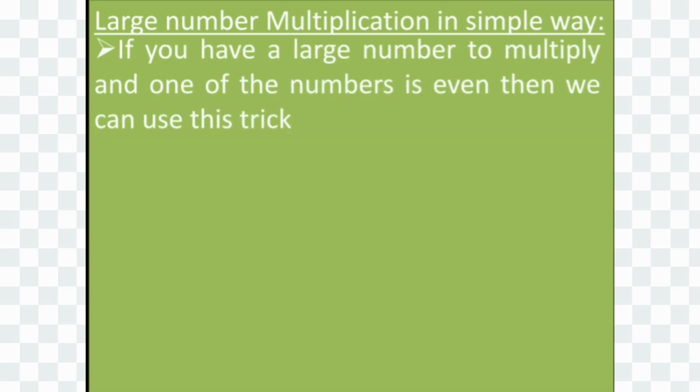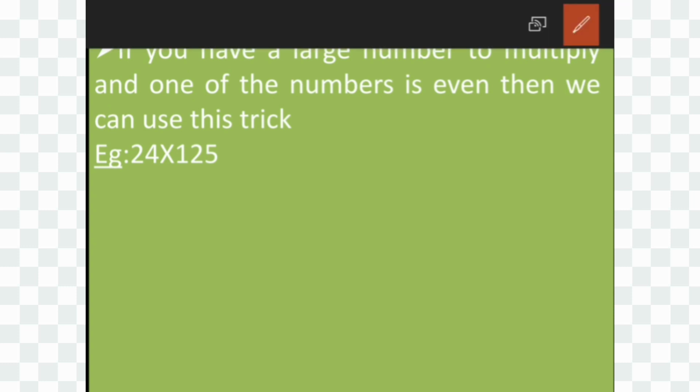If you have large numbers to multiply and one of the numbers is even, then we can use this trick. So let's see with an example. 24 into 125. Here we have an even number, that is 24. So we are going to subdivide this even number, and then we are going to do the multiplication.